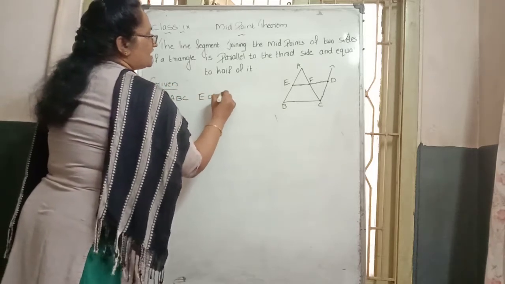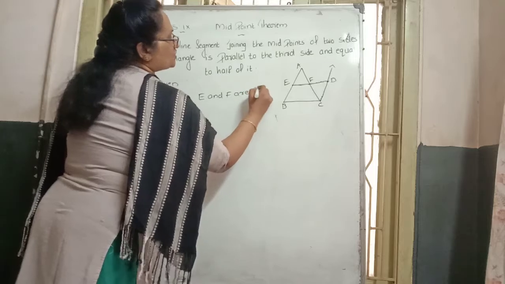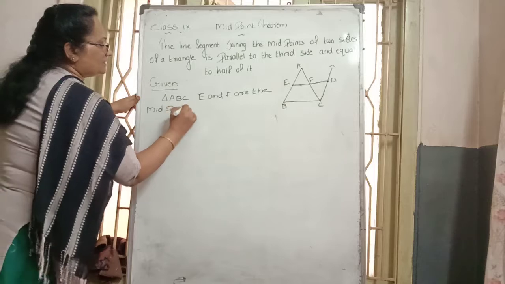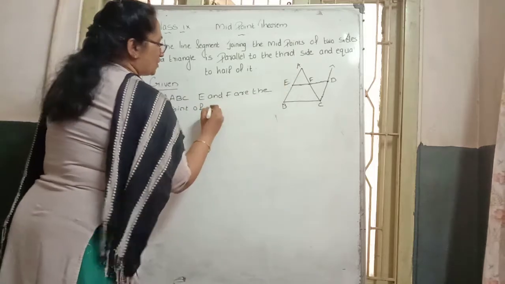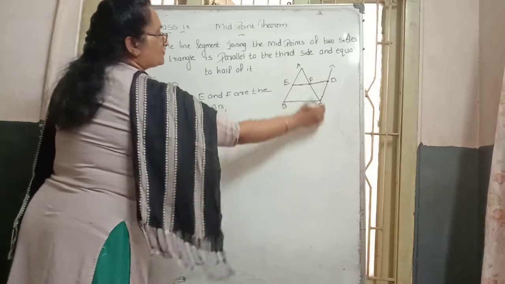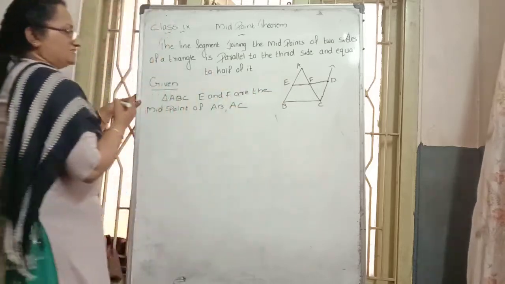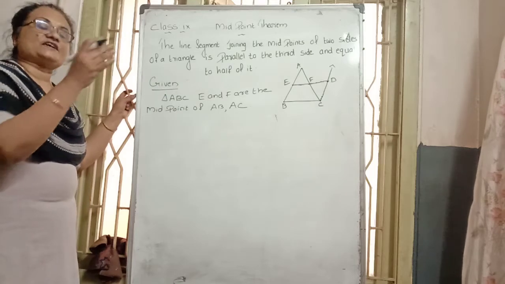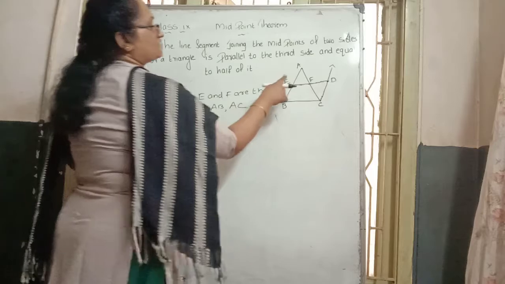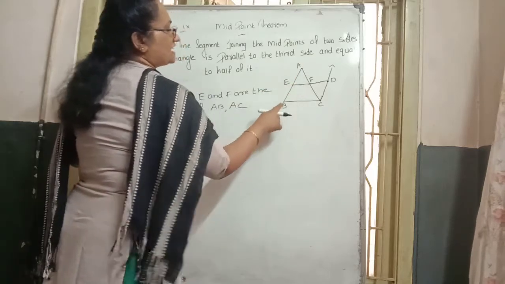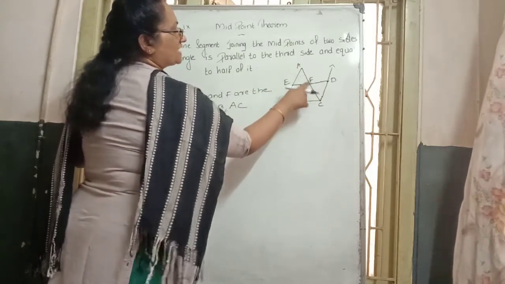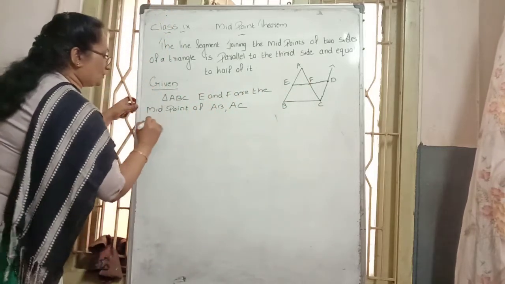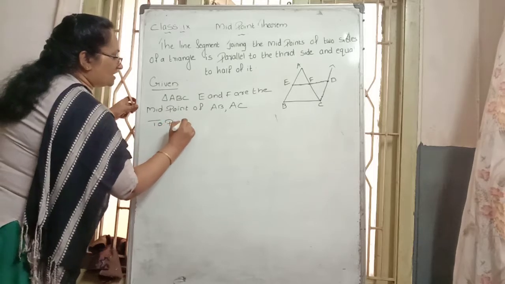E and F are midpoints: E is the midpoint of the AB side and F is the midpoint of the AC side. We know that a midpoint divides a line segment into two equal parts, so EA and EB are equal, and AF and FC are equal. Next, what we want to prove.